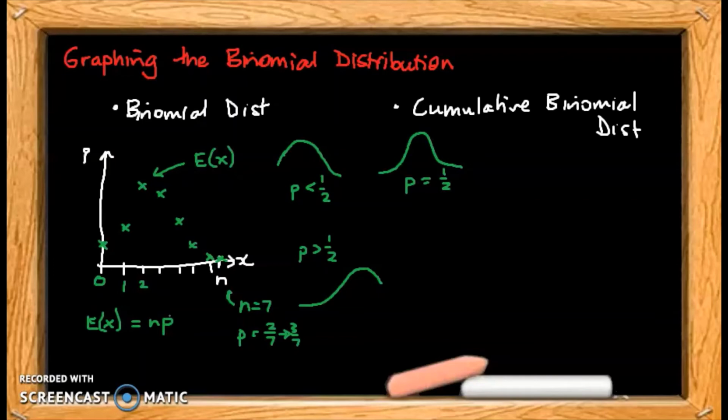Remember, the peak is where the mean is, but our points are only at integer values on the x-axis. If my probability of success is less than a half, then you can expect the peak to be on the left side of the graph. If the probability of the desired outcome is more than a half, you'd expect the peak to be on the right-hand side of the graph. And if the probability of our desired outcome is 1/2, you will expect a symmetrical graph with the peak in the middle.